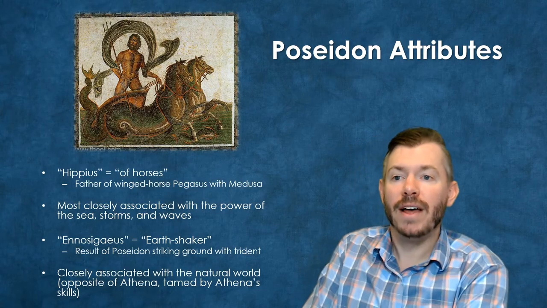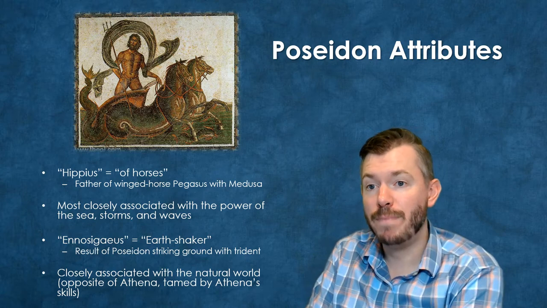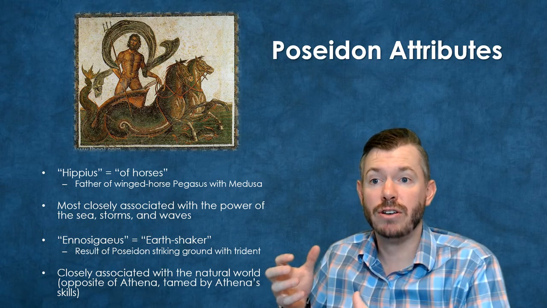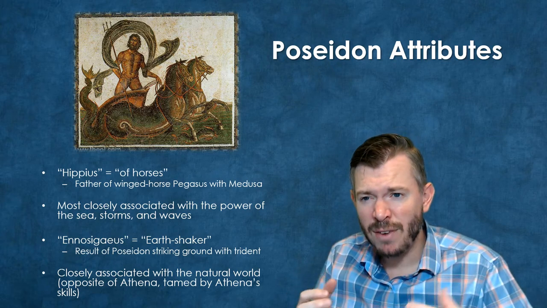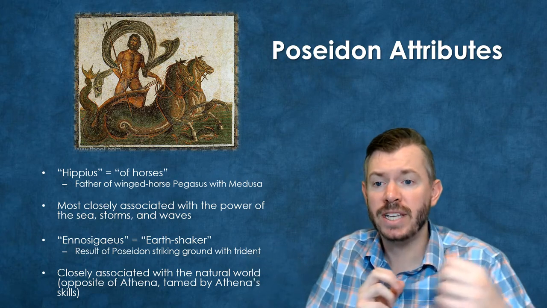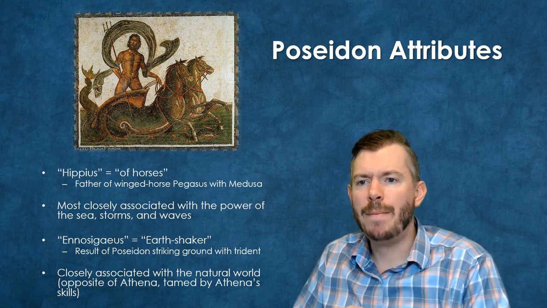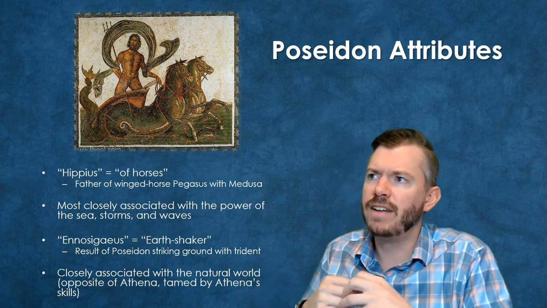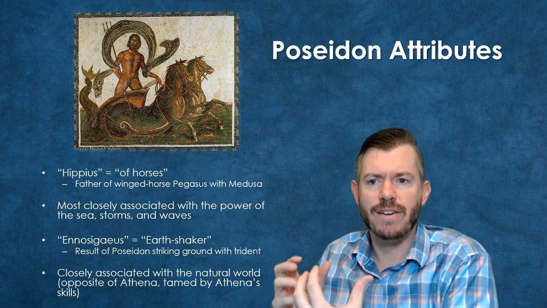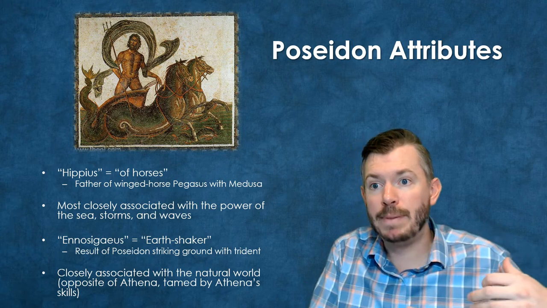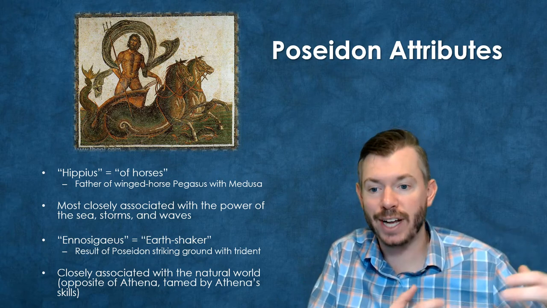All right, and then in the second half of yesterday, we talked about Poseidon, right? And we saw Poseidon's association, of course, with the sea, right? He doesn't spend that much time on Olympus. He's much more associated with the sea itself. And whereas Athena is seen as kind of this goddess of the city, right? A civilized urban goddess, Poseidon is the opposite, right? He's like a chaotic nature god.